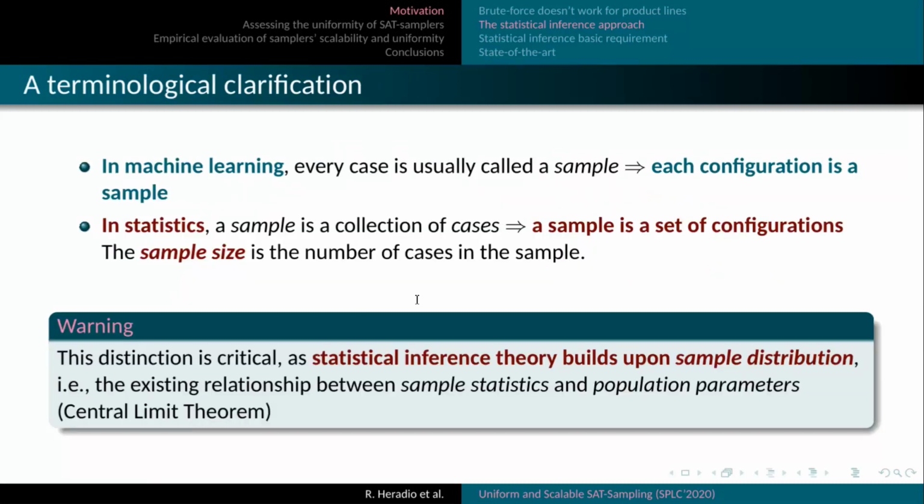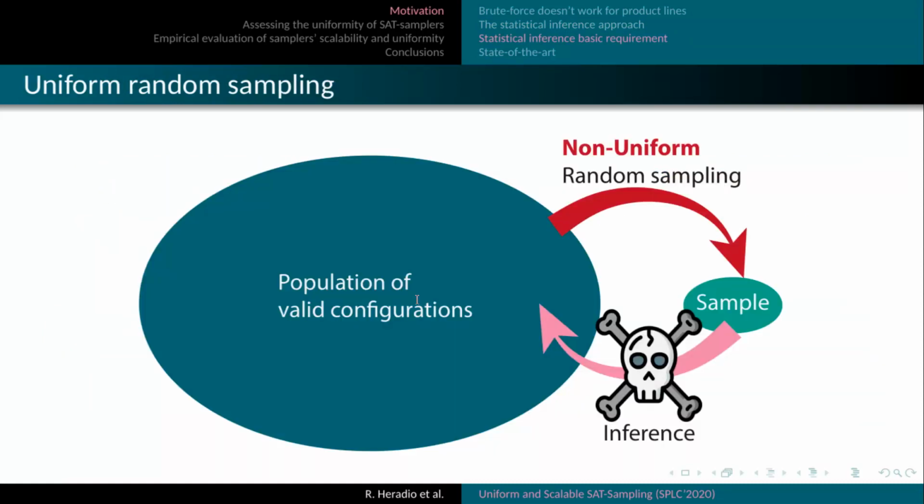In statistics, a sample is a collection of cases, and the sample size is the number of cases in the sample. So, in this presentation, a sample is going to be a set of configurations, and the sample size is going to be the number of configurations in the sample. Inference works whenever the sample is representative of the population. And a mandatory requirement for this is that the sampling process needs to be uniform.